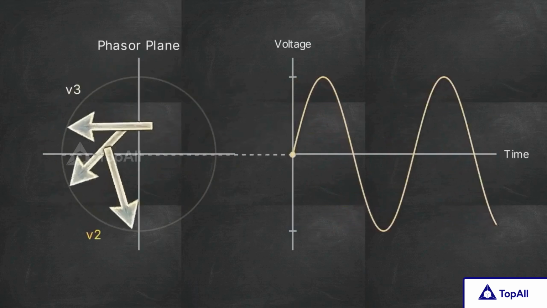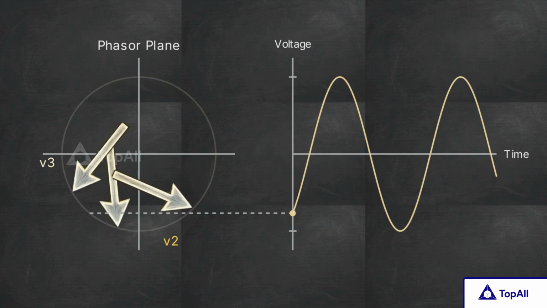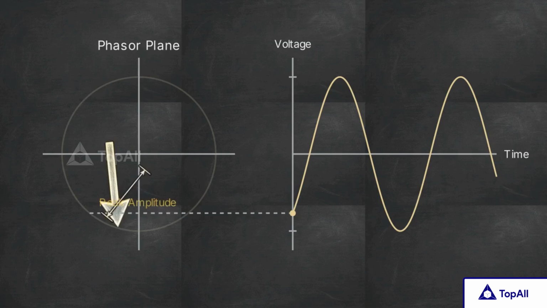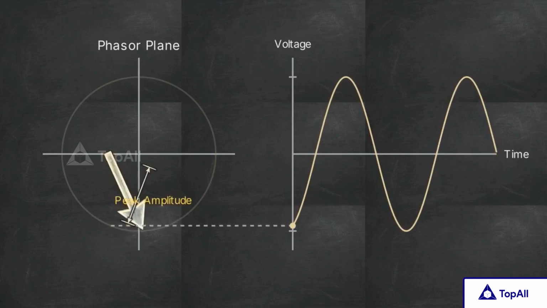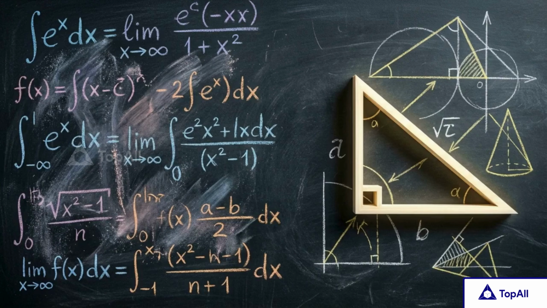If we freeze these rotating arrows at a specific instant, we stop the movement. This allows us to analyze their relative angles, or phase differences, without the distraction of motion. The length of the arrow itself stays constant. That specific length represents the absolute peak amplitude of the oscillating voltage. By turning a time-varying wave into a fixed rotating line, the phasor translates complex calculus into basic geometry.